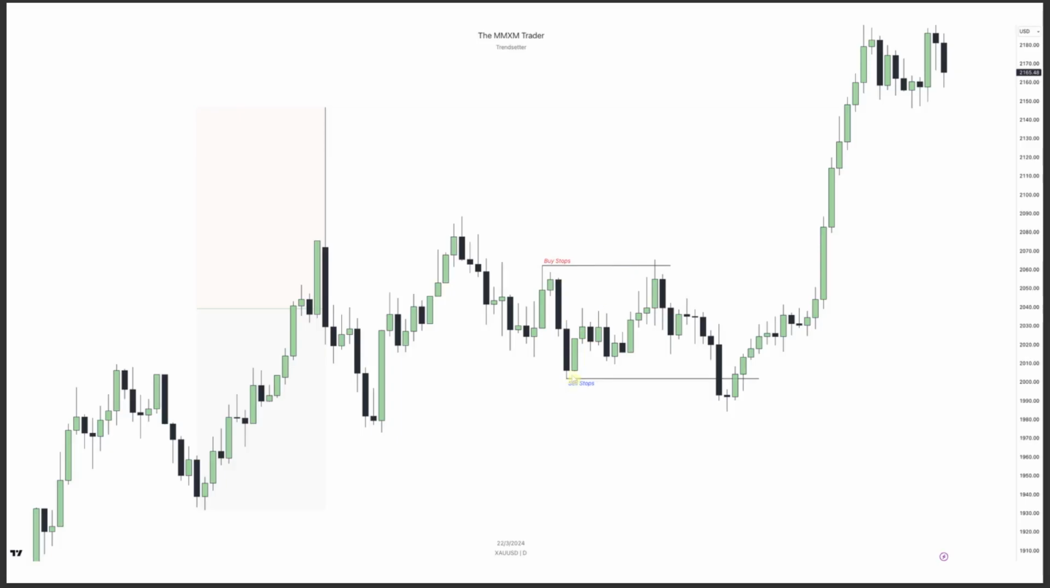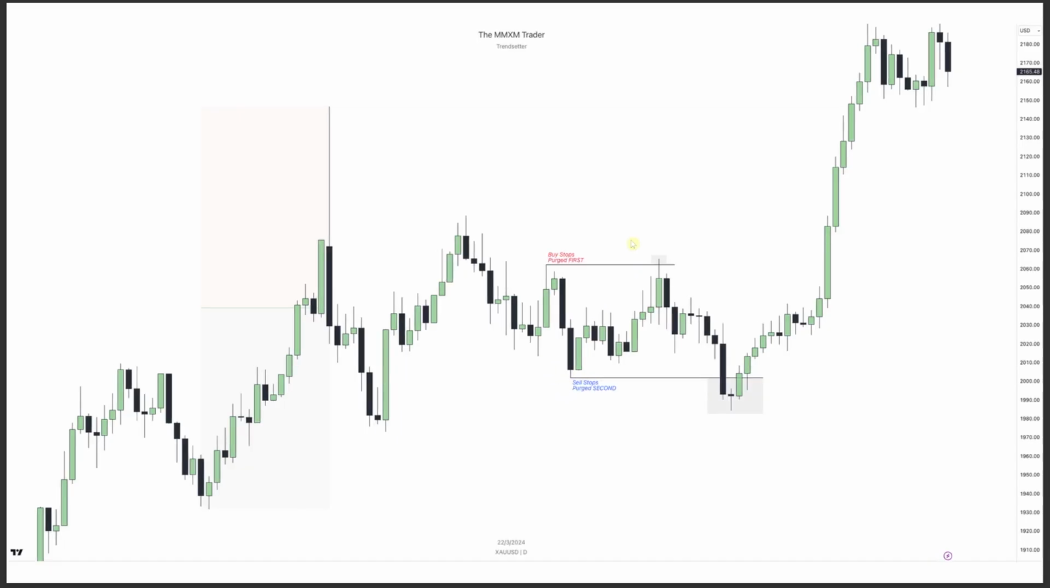The buy stops and the sell stops are resting below the range low. So what do we want to see first? We want to see those buy stops getting taken out, right? The first part of the double purge. Then we want to pair up the buy stops with the sell stops. So sell stops purged second down here, accumulating those sell stops.